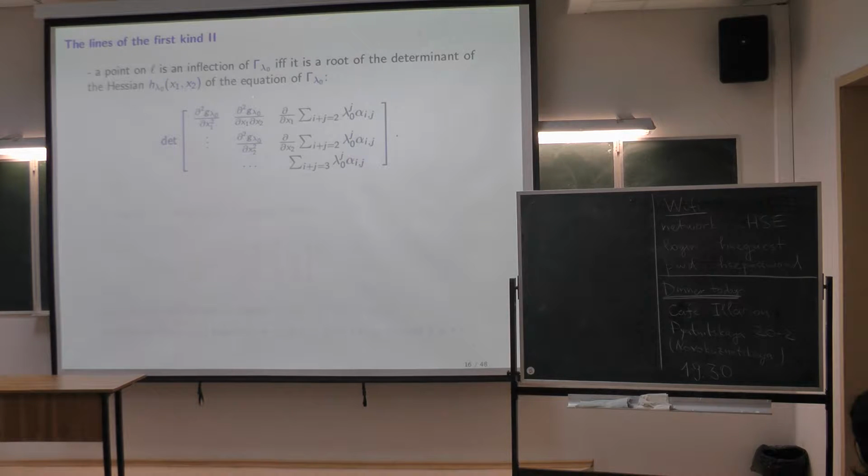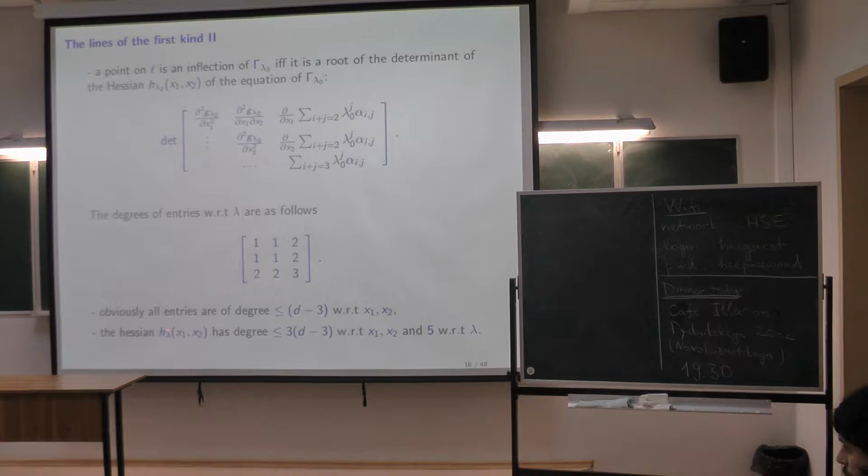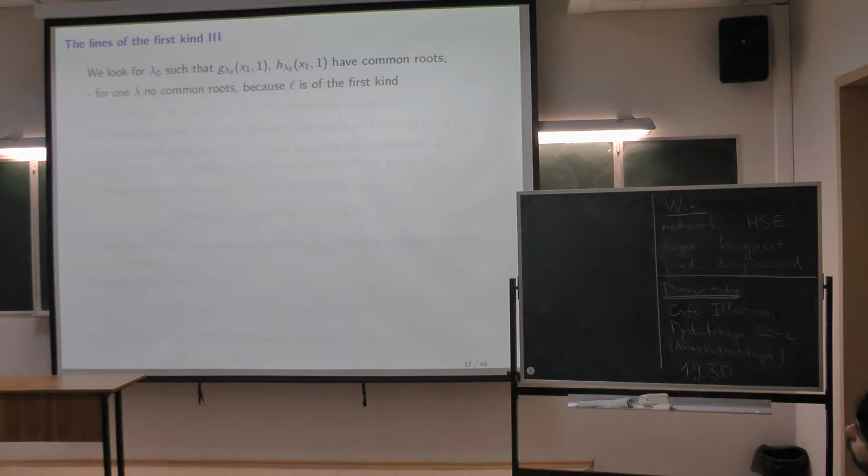So the answer is, you have this matrix, you restrict it to the line you started from. You can count the degrees of the entries with respect to lambda. Lambda is the parameter that describes the hyperplane sections. And then all entries are of degree d minus 3 with respect to those coordinates on the line L. The Hessian is of this degree with respect to x1, x2, and 5 with respect to lambda, because I have 1, 1, 3, 1, 2, 2, yeah, it's 5. And then all I have to do is look for parameters for which these two have common roots.